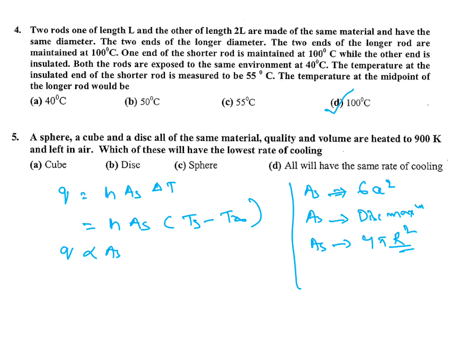In production, for a riser we use the lowest cooling rate, so spherical shape is best. So D is not possible. Disc has the maximum cooling rate, so disc is also not possible. A and C we can consider in that way. C is having the lowest cooling rate in case of sphere. That's why in riser design we use spherical shape riser for the ideal case. Thank you friends. Thank you for watching my video.